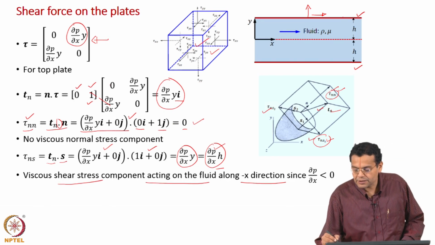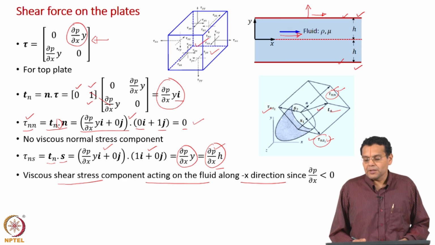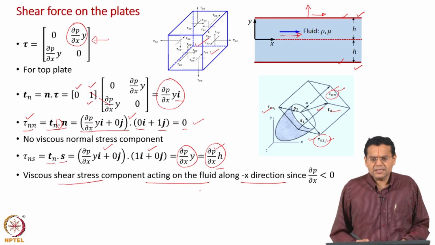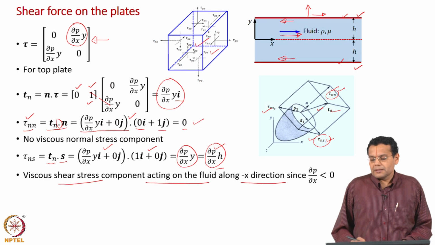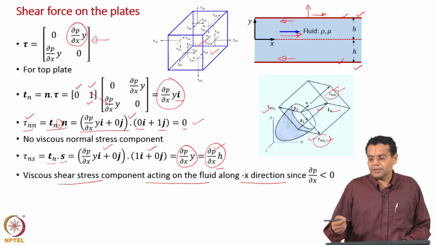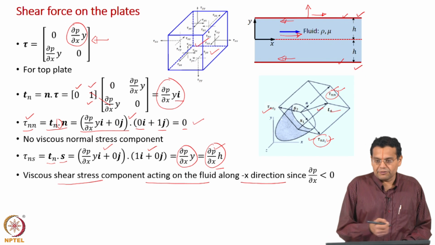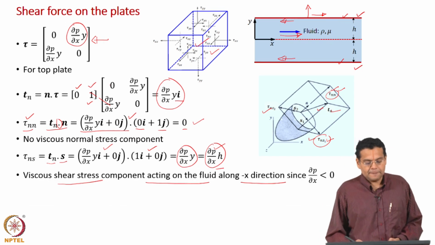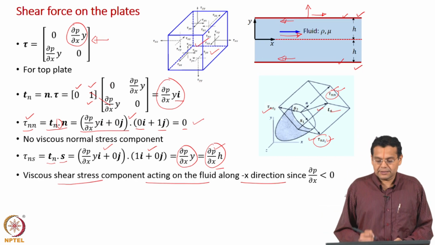The plates are fixed, both the plates are fixed, and fluid is moving in this direction. Which means that the shear stress on the fluid is along the negative x direction. The fluid tries to, let us say, pull the plate to the right, and the plate tries to pull the fluid to the left. So, intuitively you can understand that the shear stress component acting on the fluid is along the negative x direction.